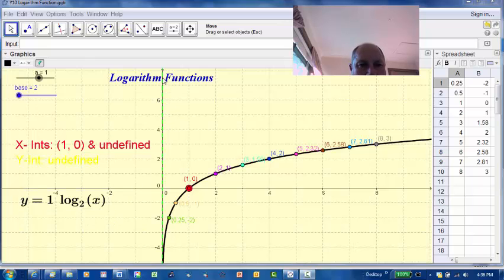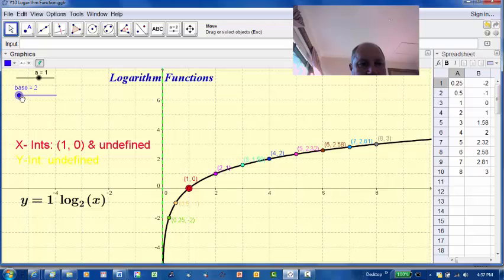We now also have one of these asymptotes. That means as we get very close to 0 for x, the y value starts approaching negative infinity, but will never ever touch that line. So have a look at the table of values there. We've got x equals 0.25, and the log of that, log base 2 of 0.25, makes negative 2.